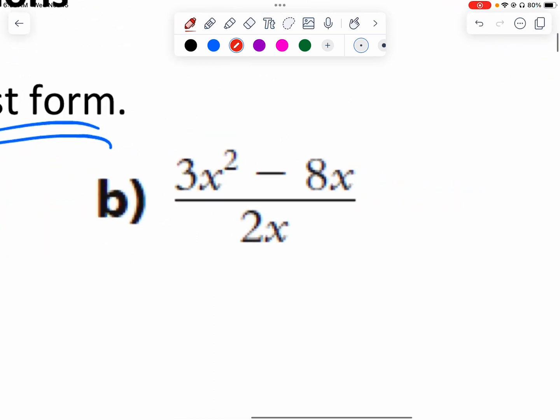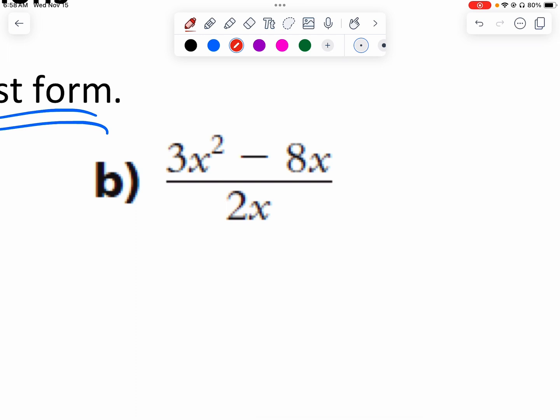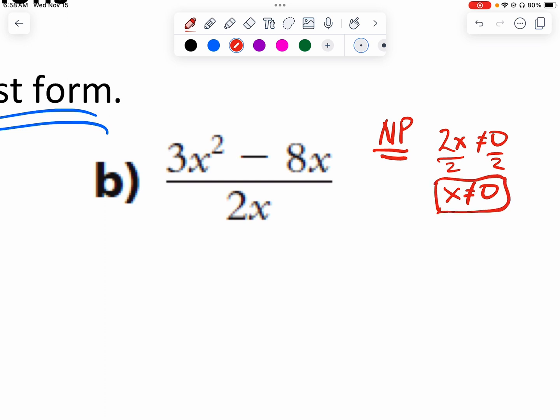Question B. 3x squared minus 8x all divided by 2x. Our first step, we're going to do our non-permissible values. And you can just say non-permissible values over here. What makes this 2x? I can't have that equal 0. And then I solve for x. So I divide by 2, x cannot equal 0. So there's my non-permissible value.